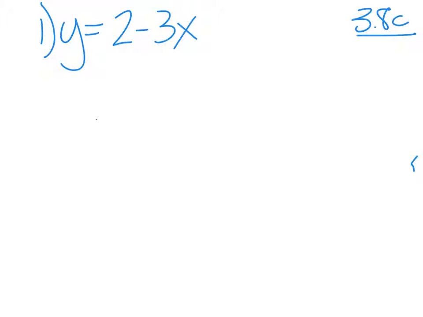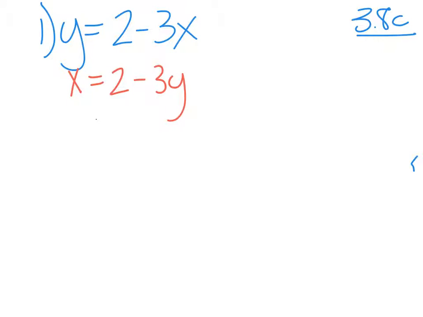So in this video, let me go over some of the homework on 3.8c, which is finding the inverse equation of a given inverse. So the first thing you want to do is to flip-flop the y and the x variables. So we have x equals 2 minus 3y.